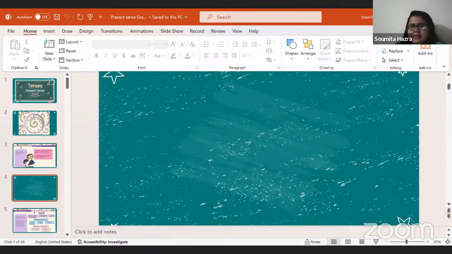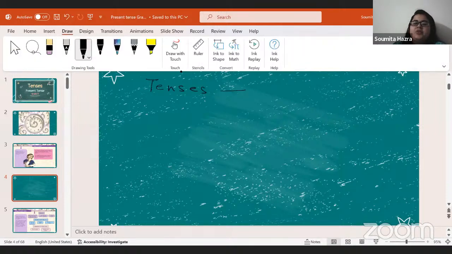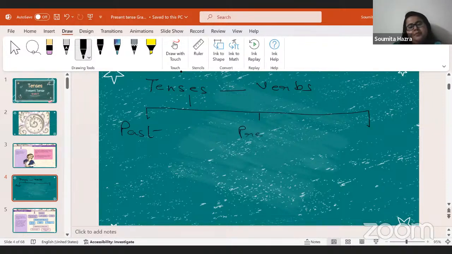Okay, so tenses are the timing of the verb. Timing of the verbs, not the nouns, neither the pronouns, adjectives, adverbs, nothing. It's only about verbs. Tenses are only related to verbs. Fine? Okay. How many tenses are there? We all know. How many tenses are there? There are 3 tenses. Past, present, and future.